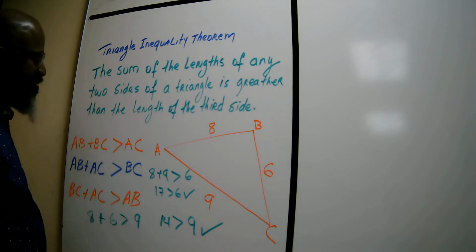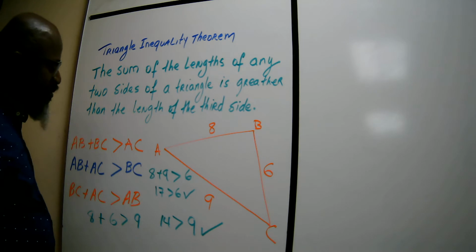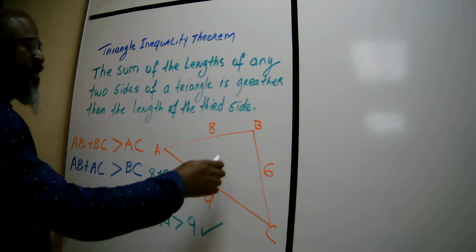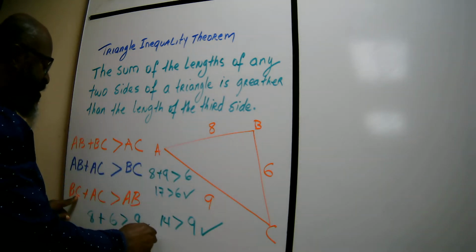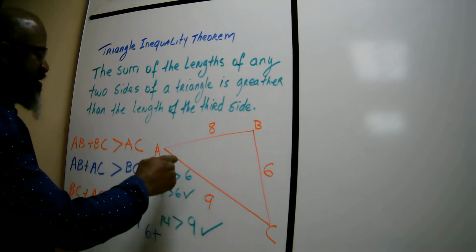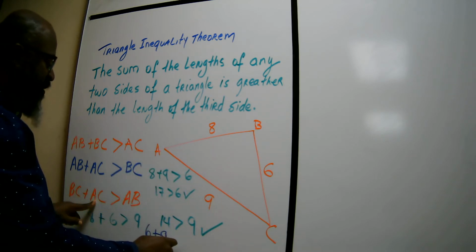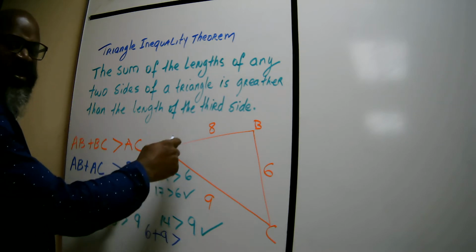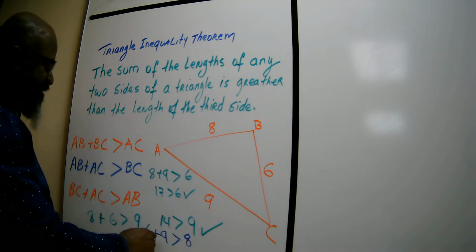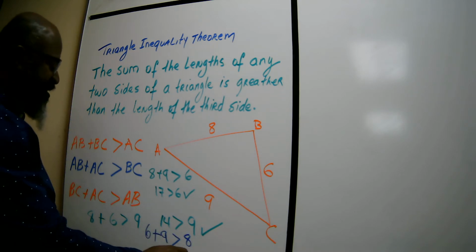If it does not pass all three tests, then you will not be able to create a triangle. If you take the length of BC, which is 6, and add the length of AC, which is 9, that must be greater than the length of AB, which is 8. In this case, 6 plus 9 is 15. In this case, 15 must be greater than 8.